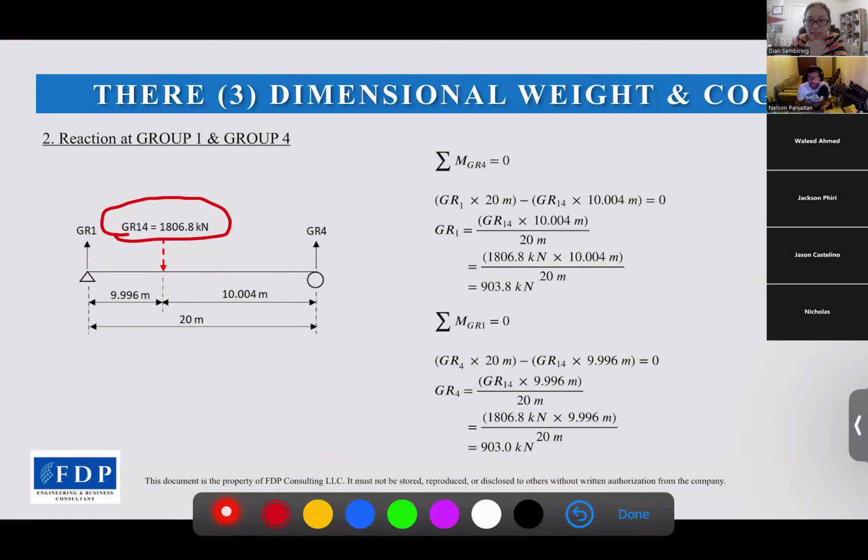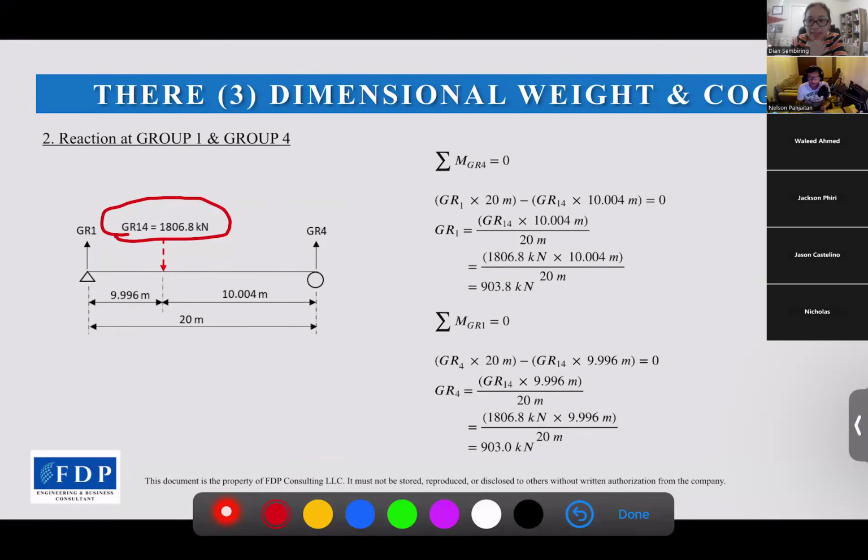So we continue. After we get the group 1-4 reaction and the group 2-3 reaction, we find each group's reaction. For example, to find the group 1 and group 4 reaction, we use the reaction from group 1 plus group 4. Group 1-4 we have found is 1806.8 kilonewton and the location is 9.996 meters from group 1.